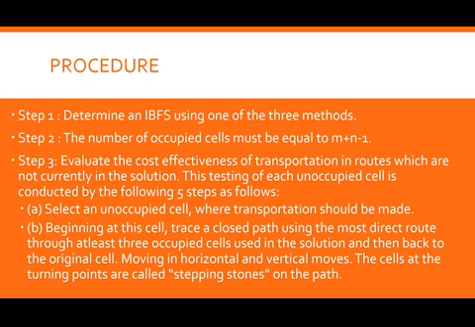Beginning at this cell, trace a closed path using the most direct route through at least three occupied cells used in the solution and then back to the original cell. So what does this mean? Starting from the cell that you have identified, draw a closed loop. Minimum, it has to be a quadrilateral, that is a rectangle. Minimum, it has to be a rectangle.